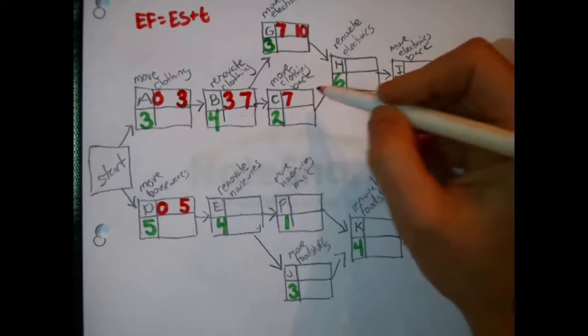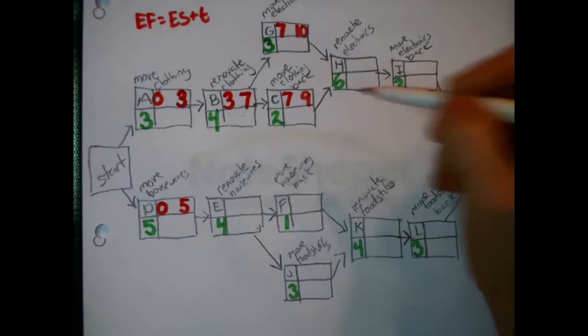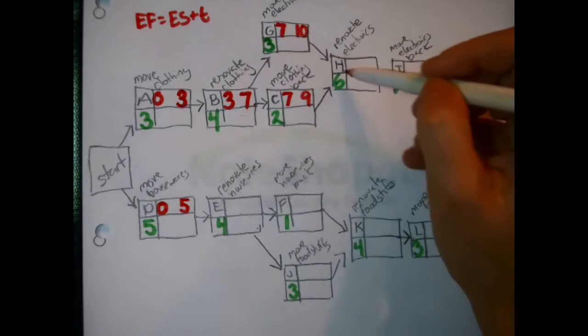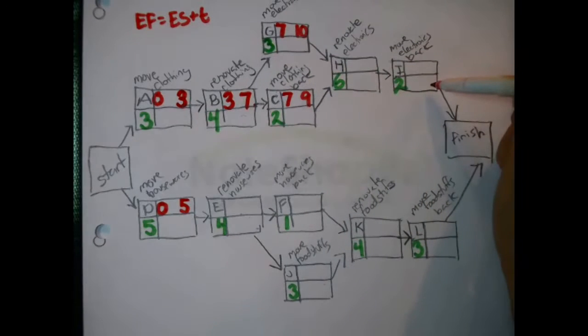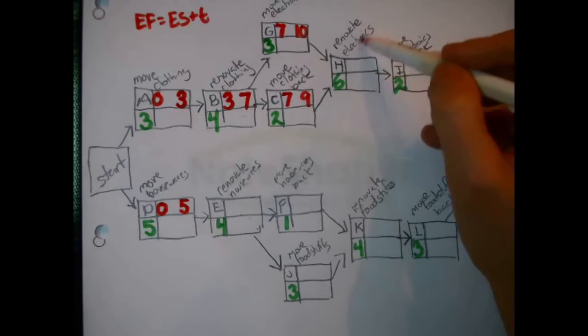7 plus 2 is 9. The early finish time for task C is 9. Well, as long as I'm working along this path, I might as well keep going. Okay, so I come across H. H is renovate the electronics area.